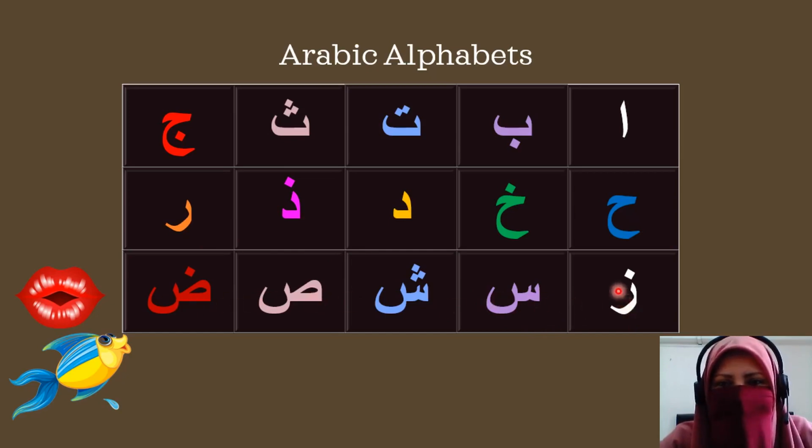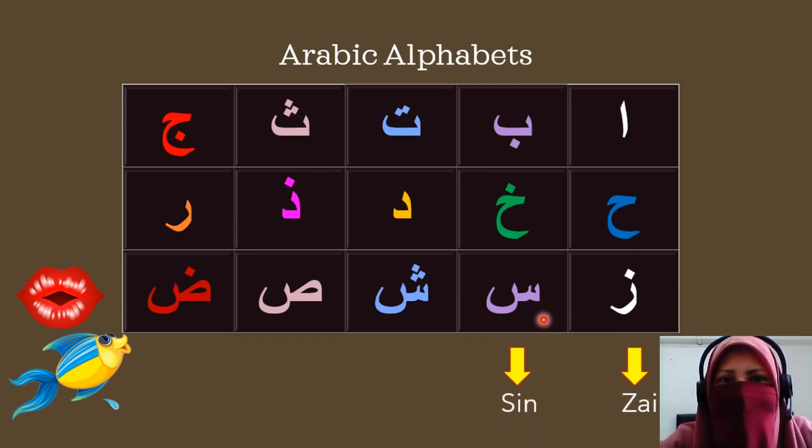Okay. So if you notice this letter here, it looks similar to ro. It's just that it has a dot at the top there. Okay. And so we call this zay. What is this called? Zay. Okay. And this is the letter sin.